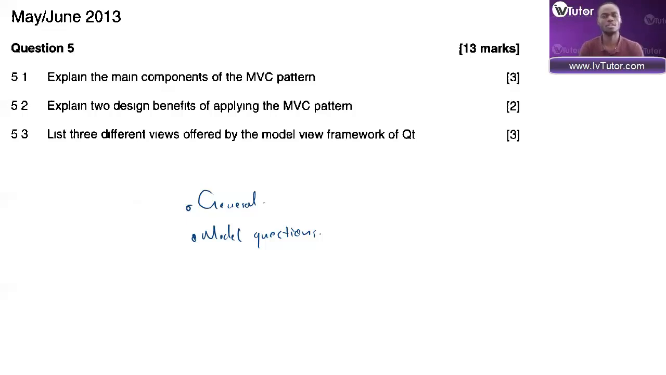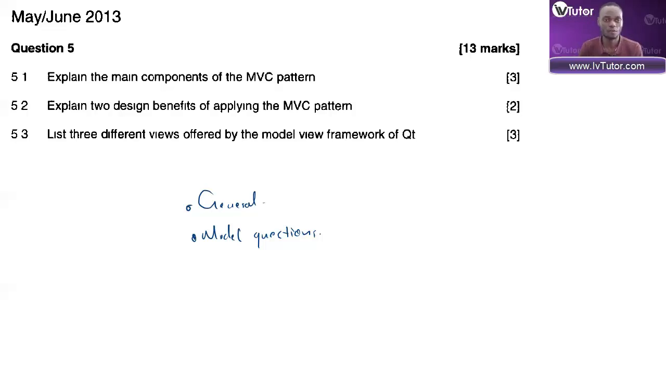This is from the June 2013 paper, and it says, explain the main components of the MVC pattern. It's only 3 marks. All you have to do is, number 1, identify the 3 components and then give a brief description of what each component does. You've got the M, which is the model, the V, which is the view, and the C, which is the controller. The model represents your application objects, the view is for presentation, and the controller controls data flow between the model and the view. Done. There are no paragraphs explaining a lot of things.